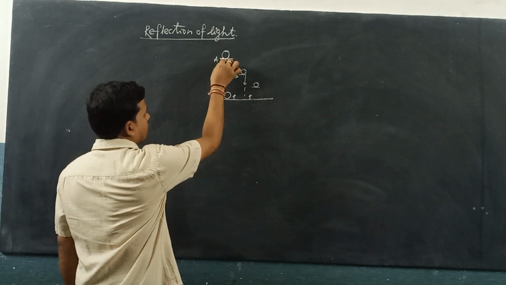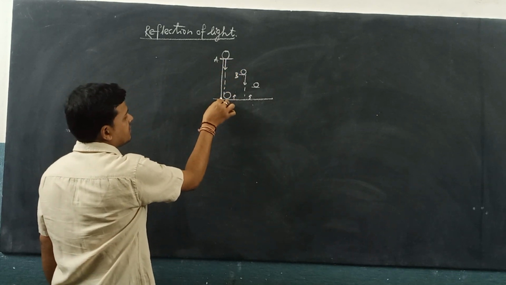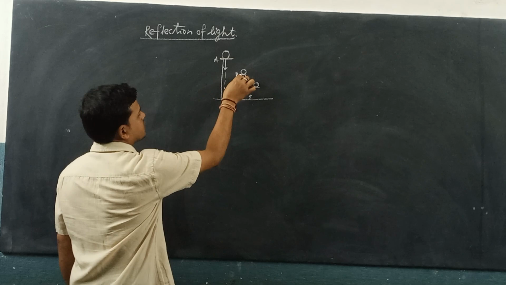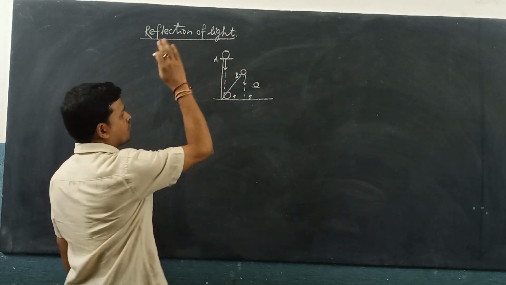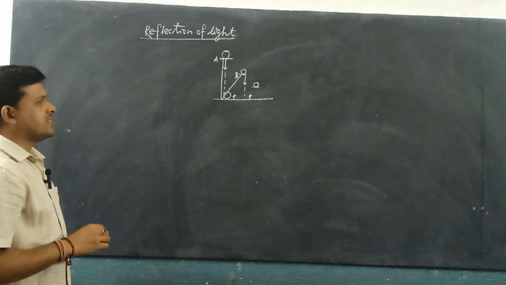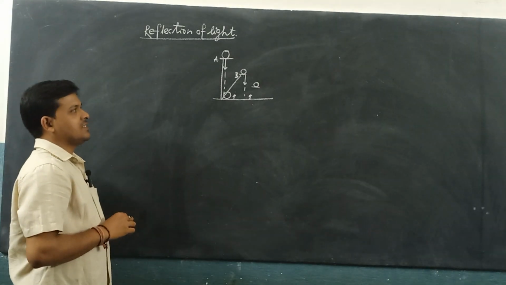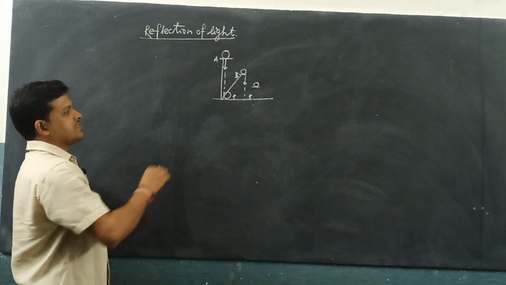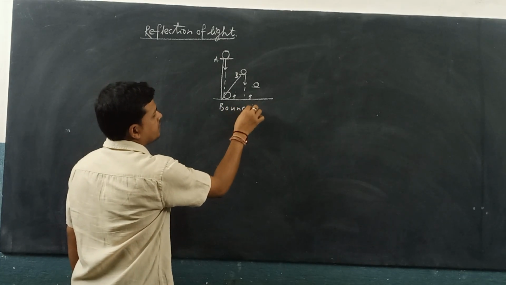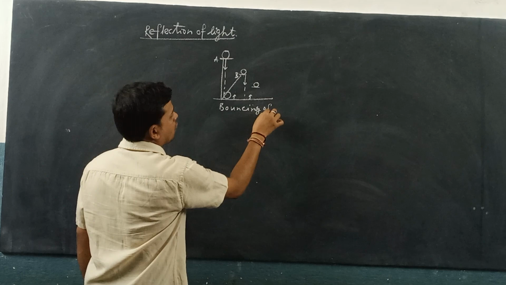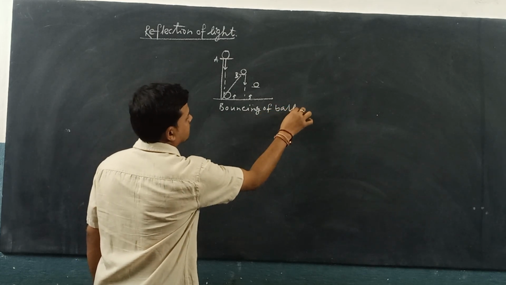That means the phenomenon that occurs is that the ball drops from a certain height and then moves back in the direction from which it dropped. That is the bouncing of the ball.